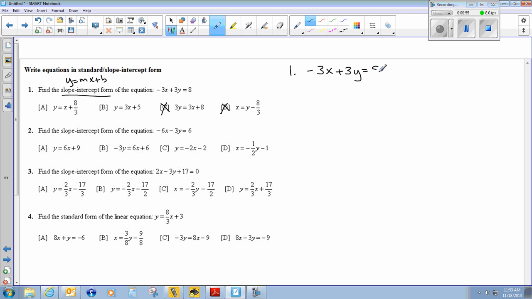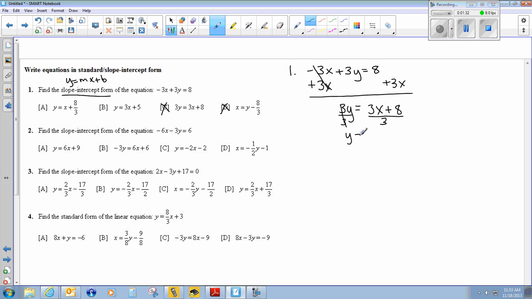So we'll write down our equation, negative 3x plus 3y equals 8. And if we want it in y equals mx plus b, then it needs to be solved for y. So I need to get the y by itself. I'm going to start by moving this negative 3x term to the other side by adding 3x to each side. Those will cancel out. So now we have 3y equals 3x plus 8. And in order to finish solving for y, I need to divide by 3. I'm going to divide both sides by 3.